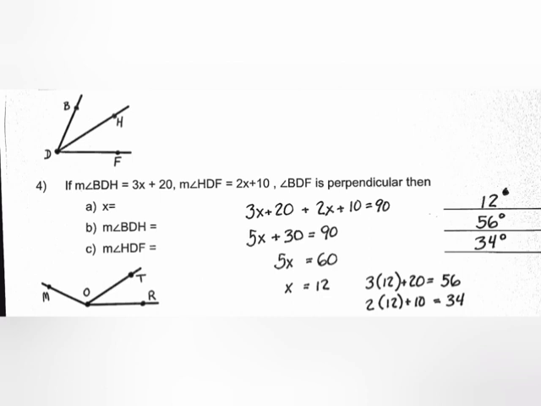We then plug in 12 for x. So we get 3 times 12 plus 20 equals 56, giving us the measure of angle BDH. And we plug 12 into 2x plus 10, which gives us 34, which is the answer to the measure of angle HDF.